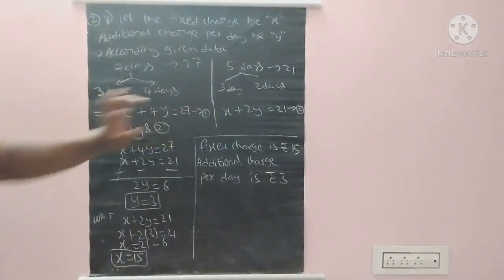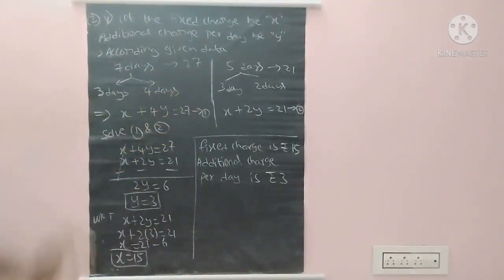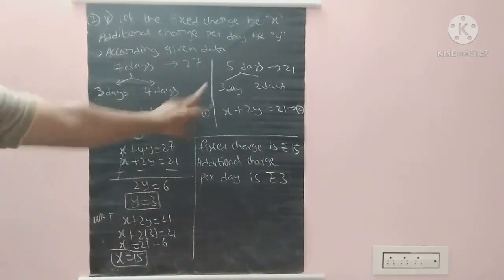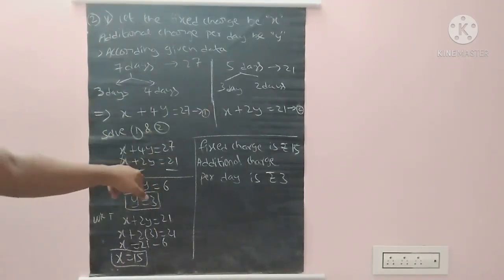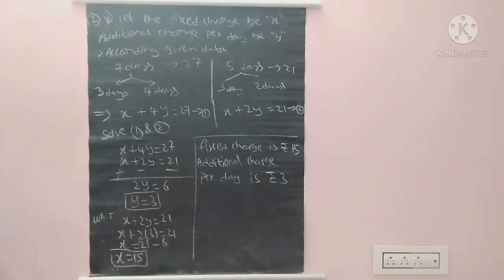Now we can verify. Here x plus 4y equals 27: 15 plus 4 into 3, 12. Total 15 plus 12, 27. Here also, 15 plus 2 into 3, 6, 21. Already we got that. So these are the fixed charge and the additional charge.